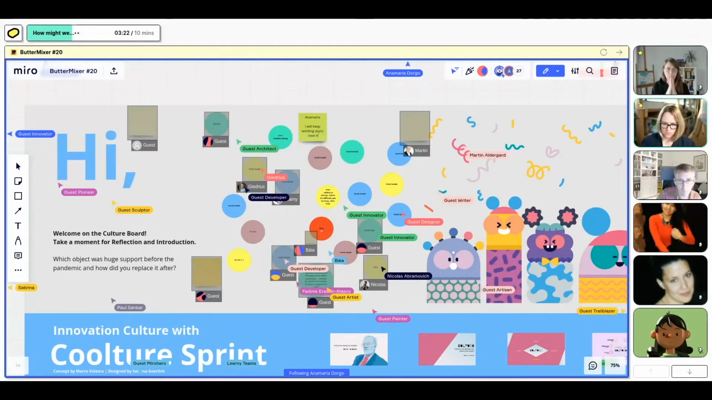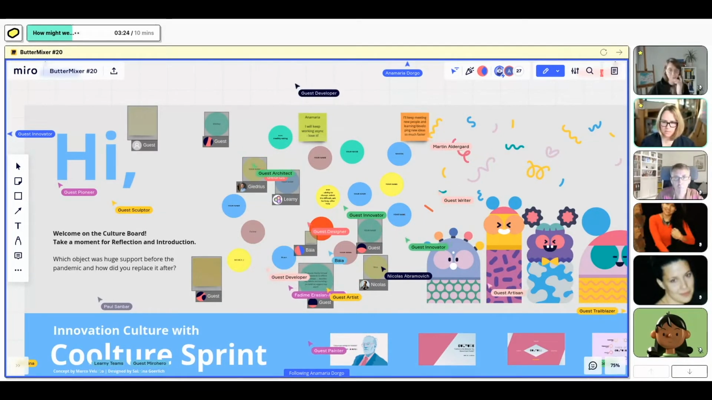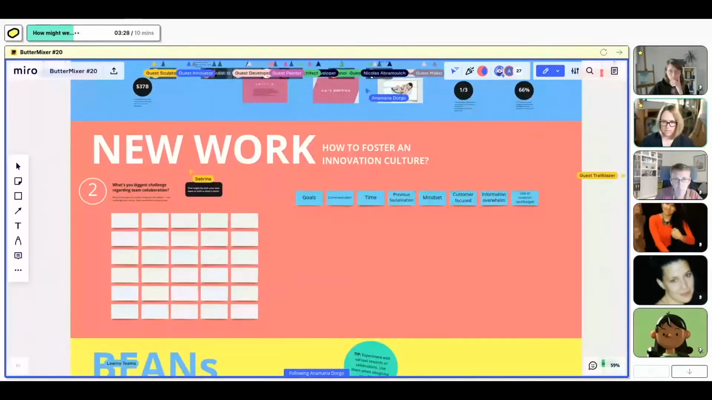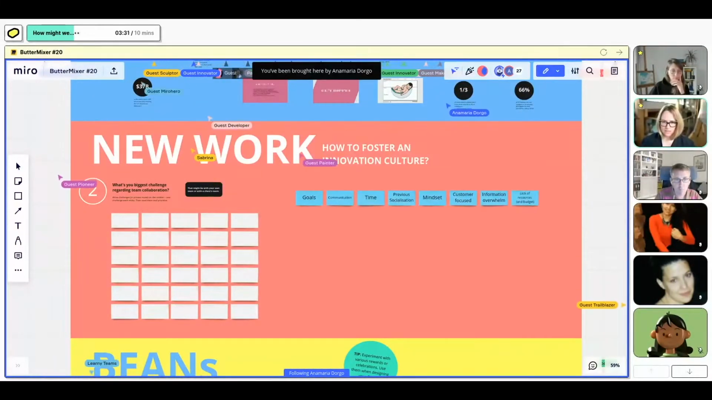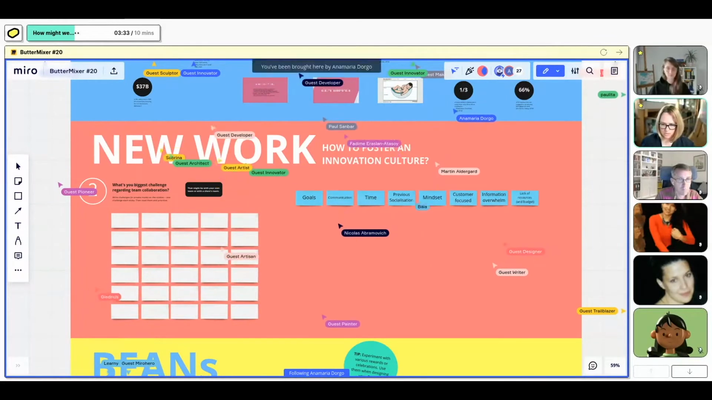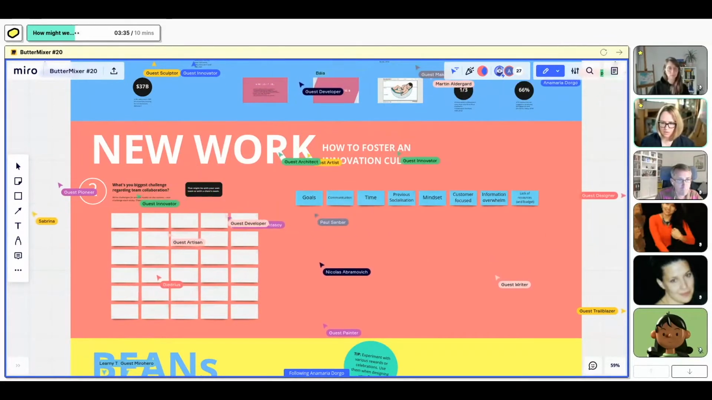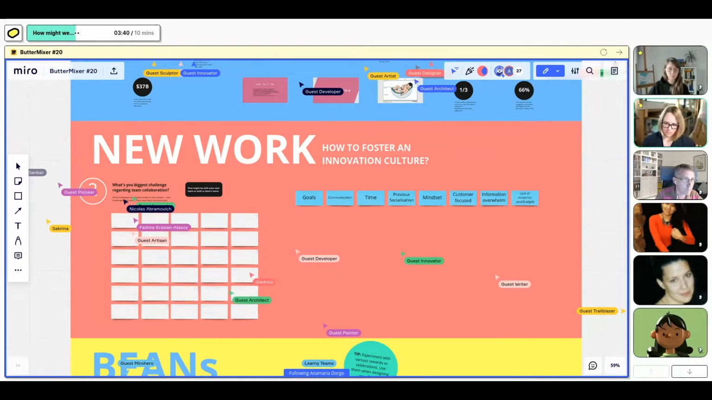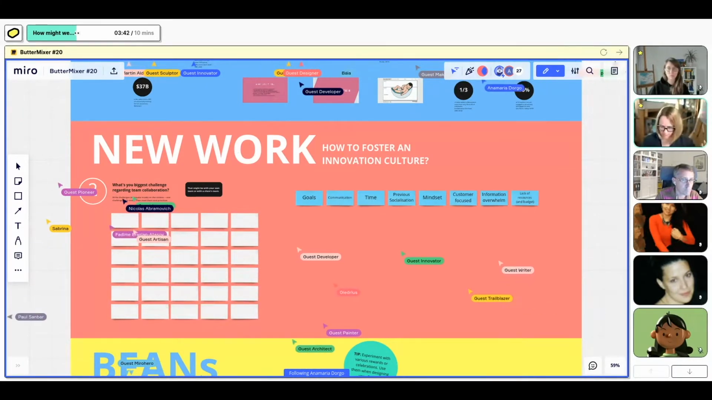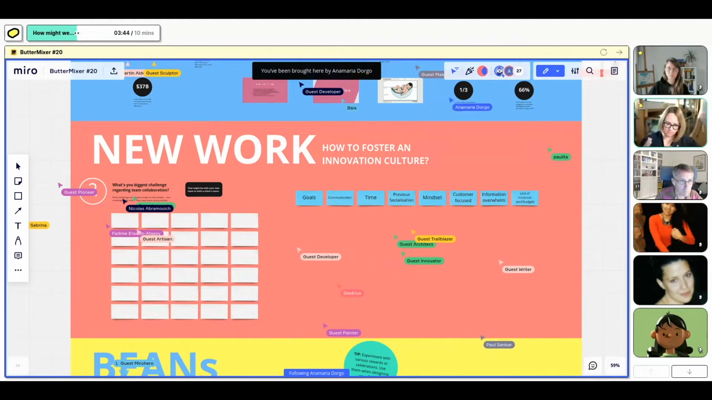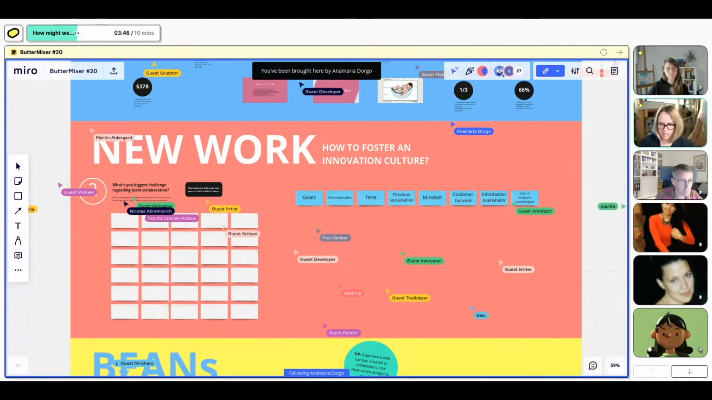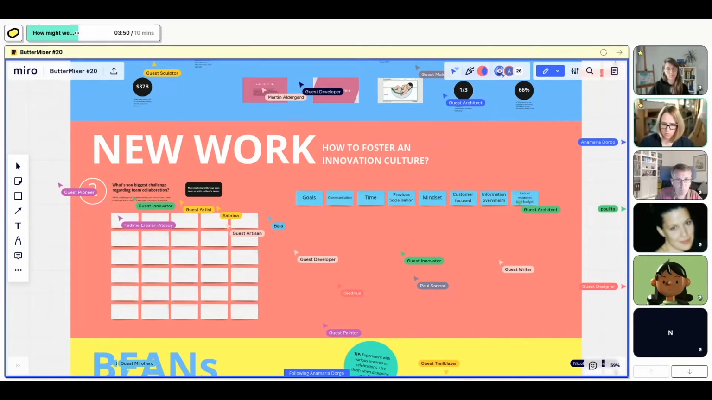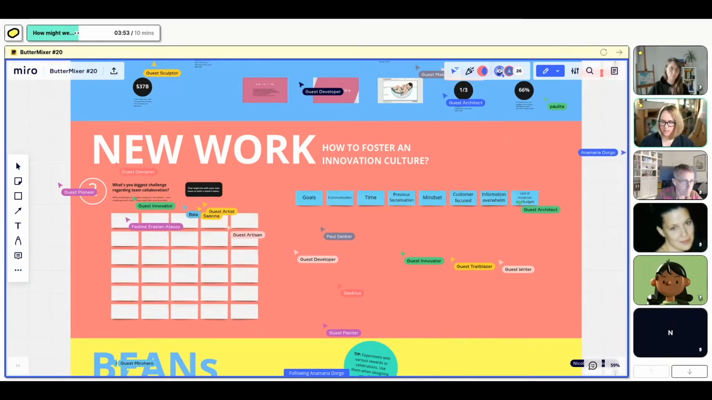Now I would like to bring you to the new work section. So Anna Maria, if you follow me, we go to the new work section. And now let's start. I told you already, this framework is actually much bigger, and I just boiled that down. To get started, I would like to know what is the biggest challenge regarding team collaboration.